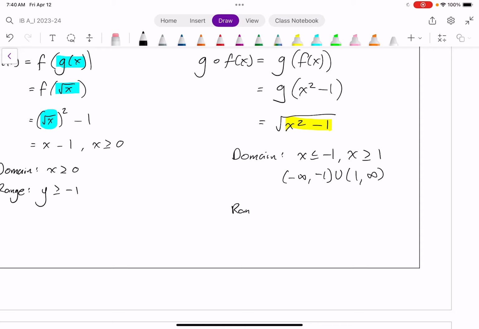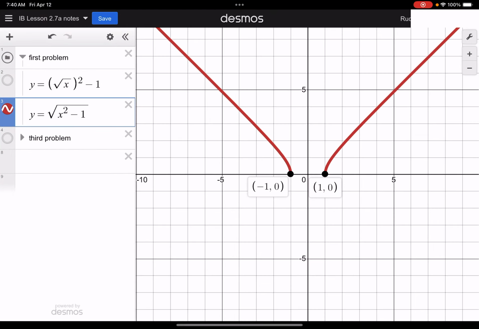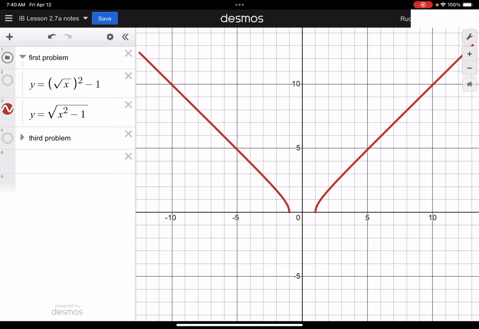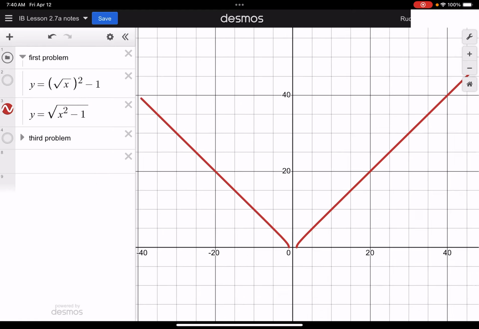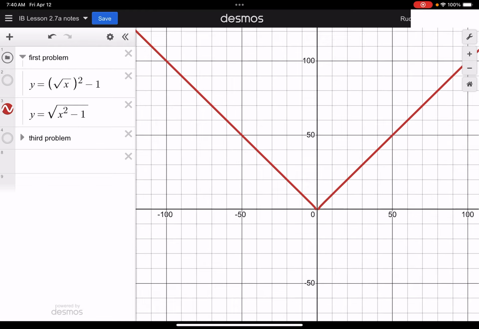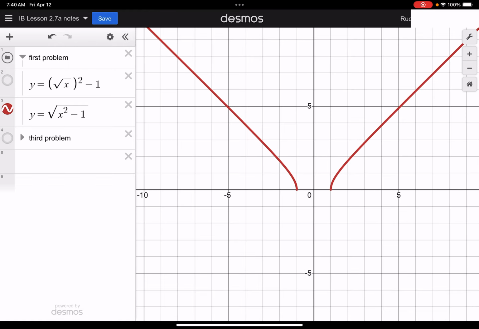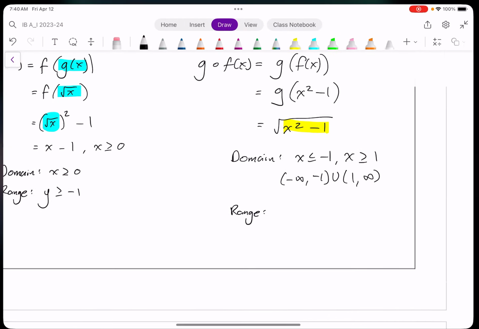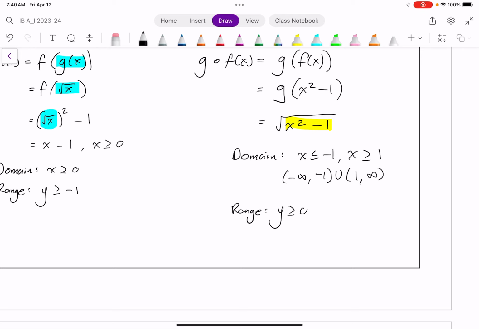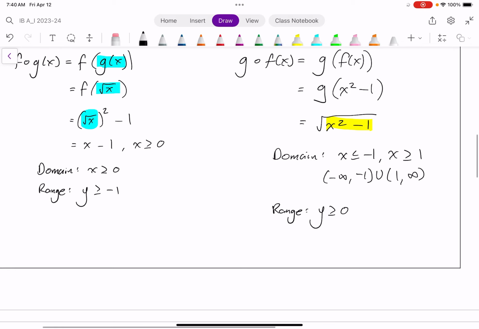My range, or all the outputs, again, just going back to the graph. I can see it's everything greater than 0, including 0, and if I zoom out, it actually behaves like an absolute value function after a while. But it's everything greater than or equal to 0. Keep in mind, quite often when determining domain and range, the graph of a function really helps, and we always have access to graphing technology in this course.